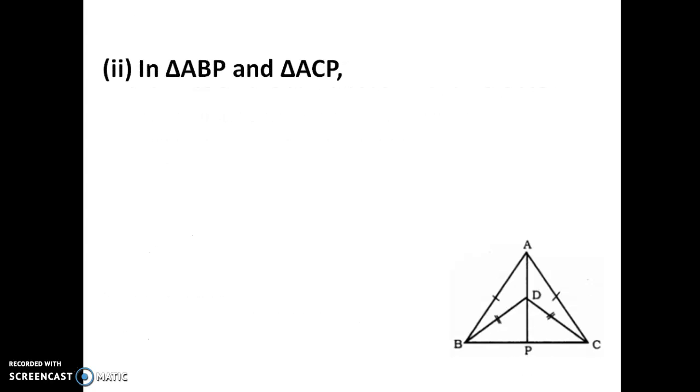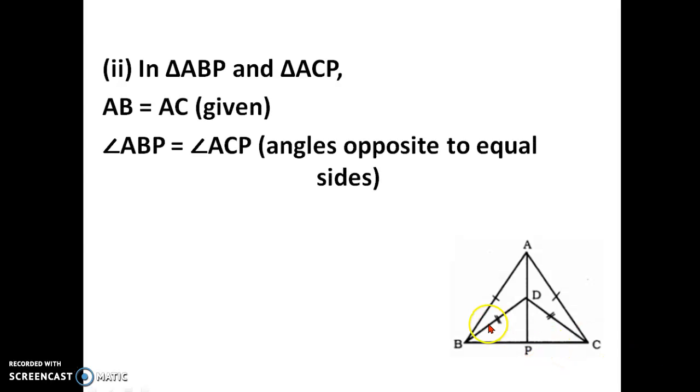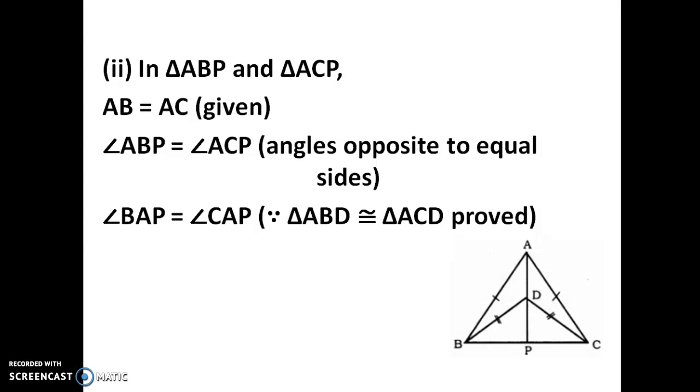Then, the next subdivision: we have to prove that these two triangles, ABP and ACP, are congruent. In this, AB is equal to AC, since these are the sides of the isosceles triangle, so those two will be equal. And angle B and angle C, that is, angle ACP and angle ABP, are equal. Why? Because they are the angles opposite to equal sides.